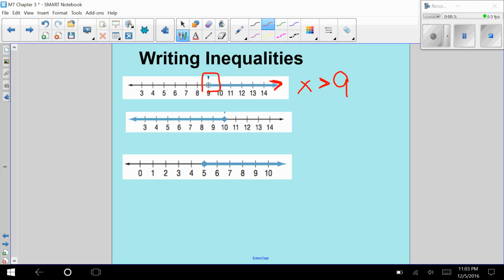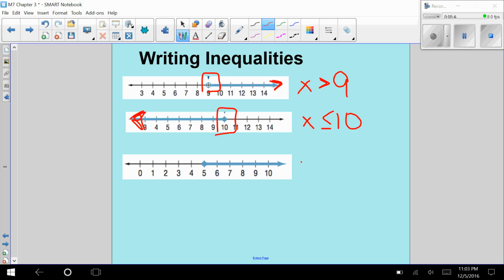For the second one, I write down my variable. I'm going to use x again. Write down my starting number. This time it's 10. Now I have to figure out what kind of numbers work, or I can use my trick. My arrowhead points this direction, so that's the direction of my inequality. Or I could say 9 is less than 10, and 9 works, so it must be a less than. Now I look at my dot. It is filled in, so that makes it a less than or equal to.